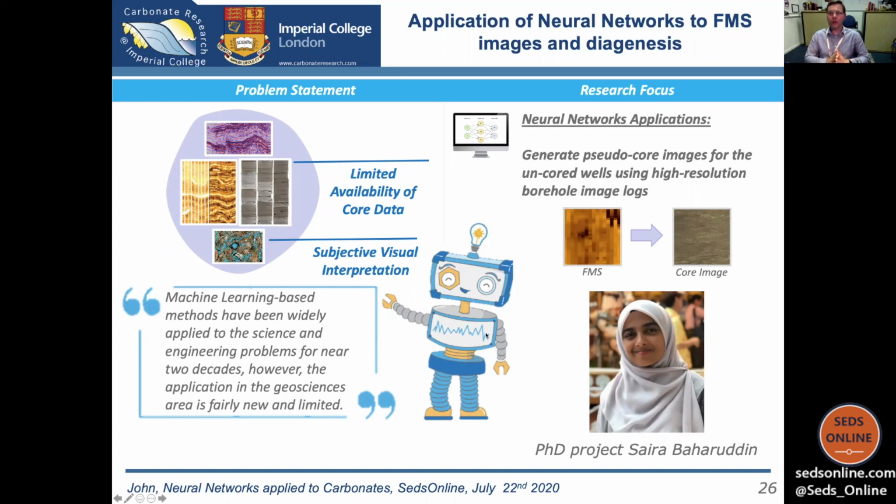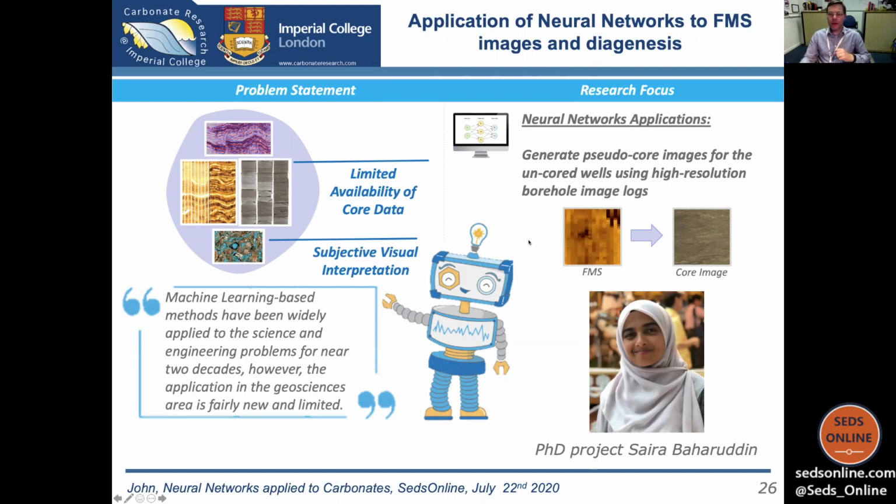The idea here is that we want to use another class of neural network known as GANs, or generative adversarial networks. These are the sort of networks used in applications that can transform a photo into a Van Gogh. That's the kind of technology we're using here. The idea is to take a formation macro scanner, the resistivity image from a downhole log, and transform that FMS image into an image of a pseudo-core, because that is easier for a geologist to describe, or for a network to describe.